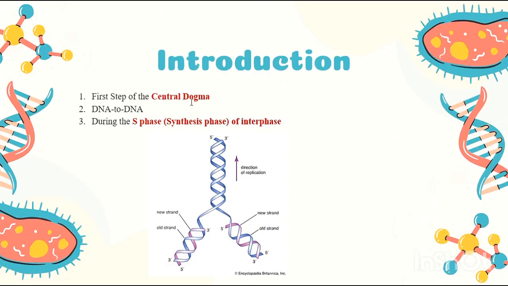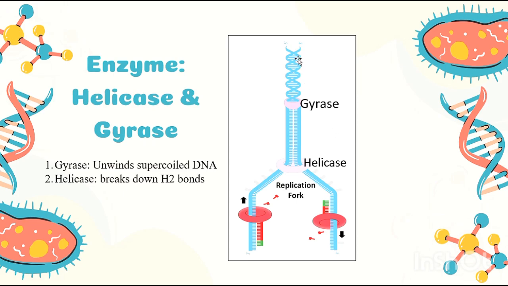Let's start with a quick revision of the DNA replication process. First of all, DNA replication is the first step of the central dogma, and it is DNA to DNA production. Specifically, DNA replication occurs during the synthesis phase, or S phase, of interphase during the cell cycle or cell division. Let's start the main process of replication.